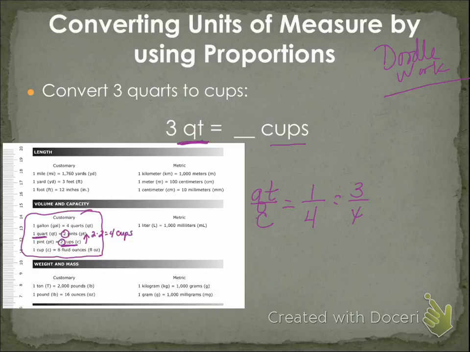Now, I'm going to do just like what I have been. I'm going to cross multiply and divide. So 1x is going to equal 4 times 3. So 1x is going to equal 12. And then I'm going to go ahead and show my division. X would equal 12. So we would have 12 cups in 3 quarts.